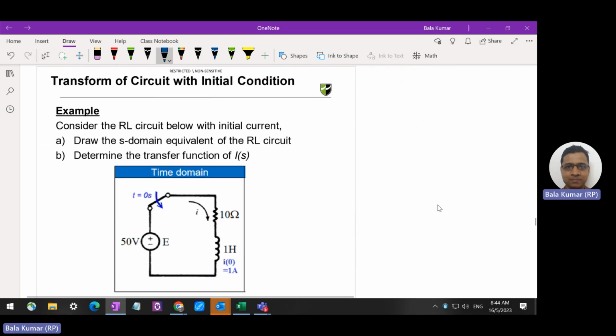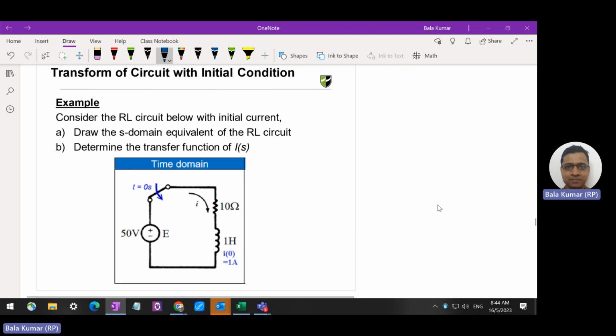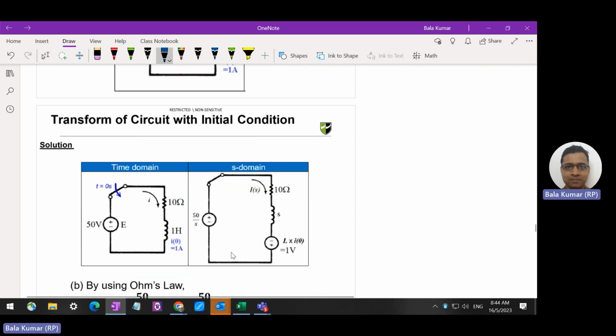Now let's look at an example. This is a similar example as previously, but now we have an initial condition. I've reproduced the circuit here. Let's transform the circuit. First is the source, then the resistor, and then the inductor, exactly the same. But since there's an initial condition, we put a secondary voltage source after the inductor.